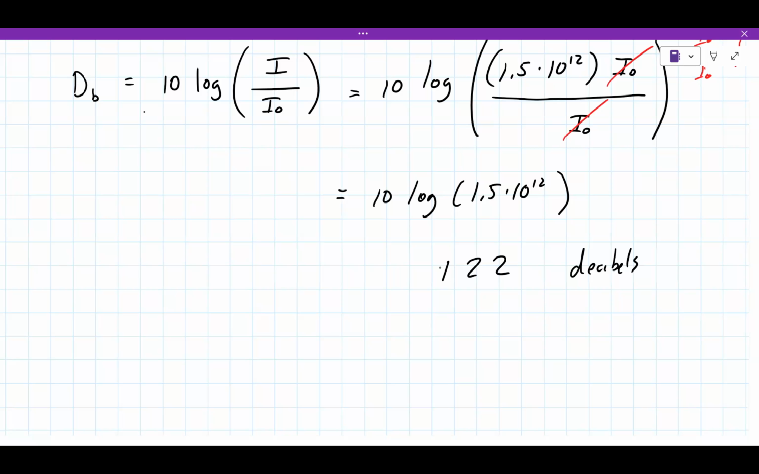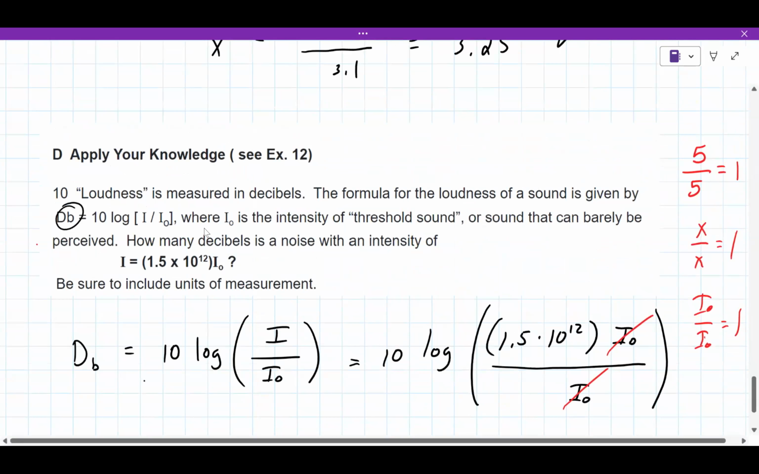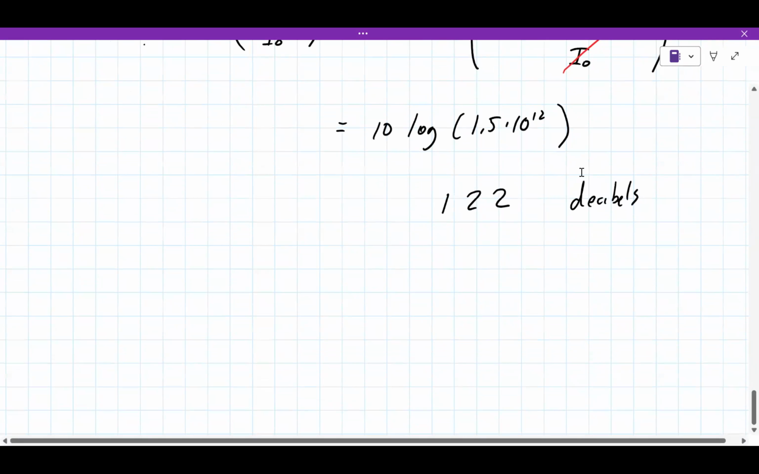Okay. That is it. I mean, that's what it's asking for. How many decibels is it? And the answer is 122, and that's it. Let's go. We did it.